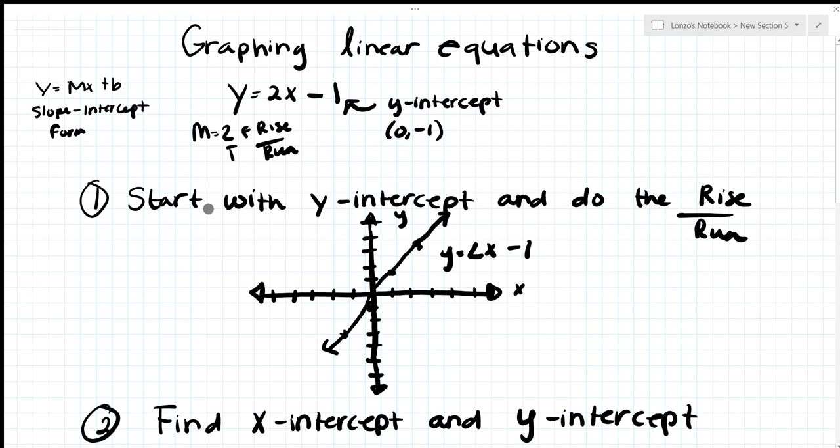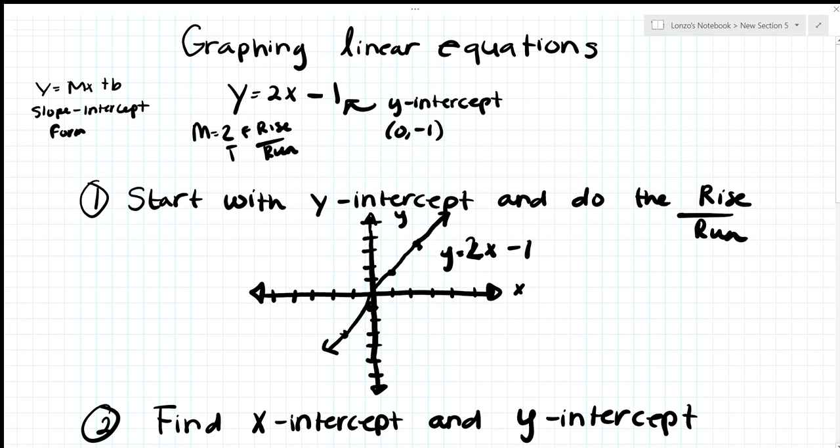Okay, so the first way is you graph the y-intercept, which is at (0, -1), and then you do the rise over run. We know our slope is positive, so we're going to head up in this direction. So we rise up 2 and run 1. From the y-intercept at -1, go up 2, right 1, and repeat. You can also go down 2, left 1, down 2, left 1. And then you just connect the dots, and you always label the graph y equals 2x minus 1.